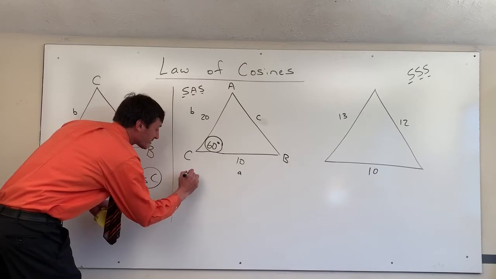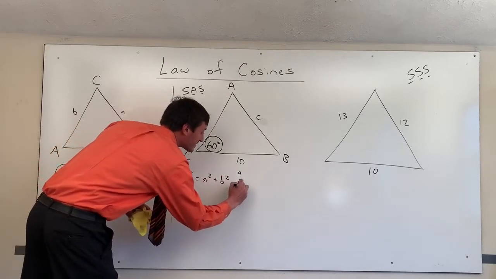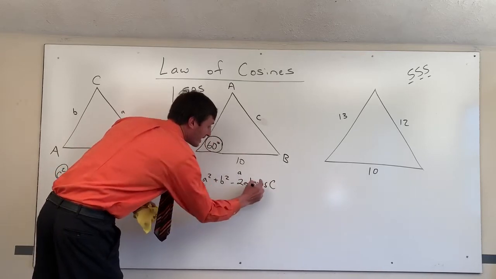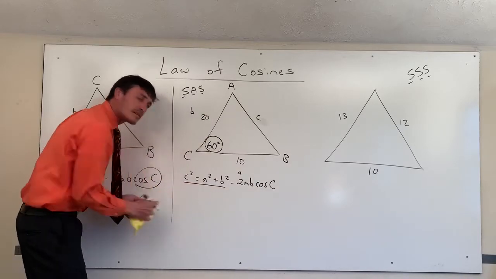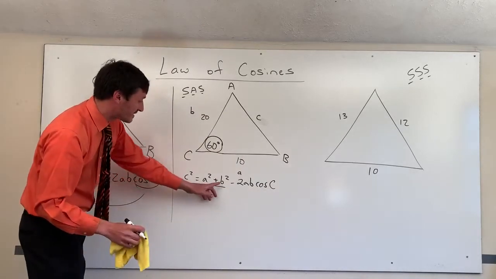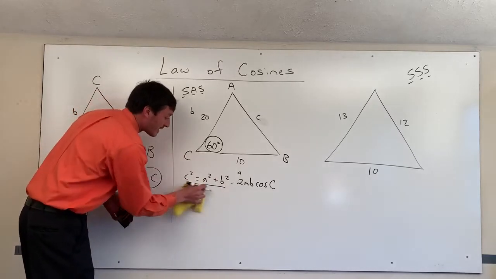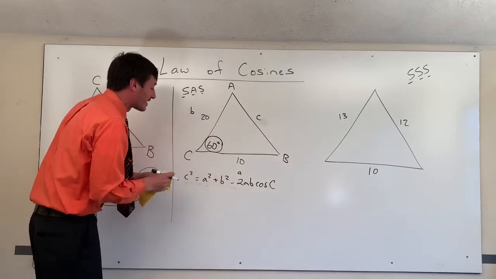We know that c squared is equal to a squared plus b squared minus 2ab cosine of angle C. And you guys may notice that this looks very similar to Pythagorean's theorem. Notice that a squared plus b squared is equal to c squared. And in fact, it is related to Pythagorean's theorem, although this is not a right triangle.